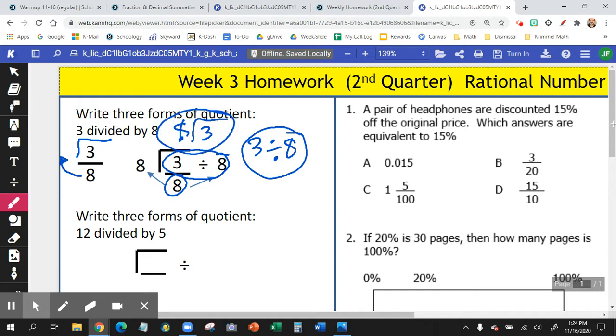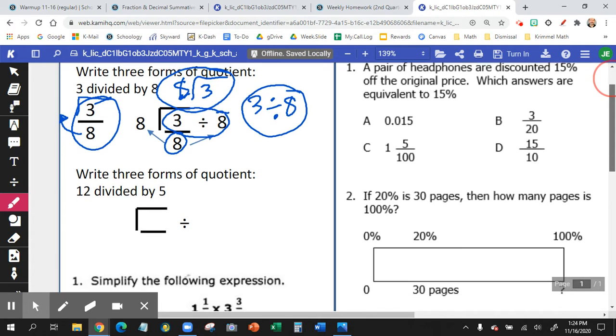Here's another form of division. And then here, fraction form also is another way to write division. So all of them are three different forms, three different ways to write an expression as a quotient.